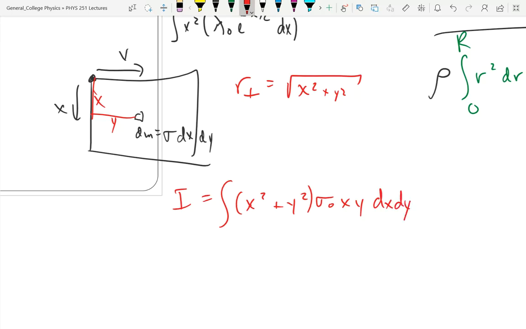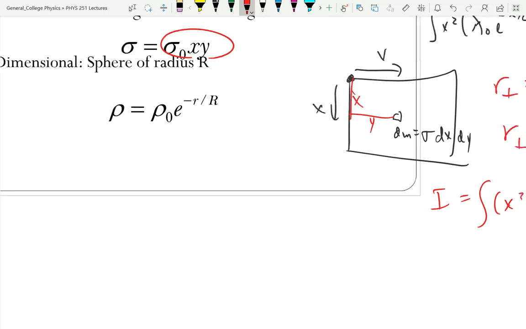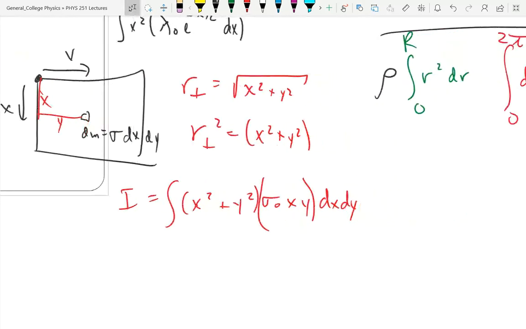Shouldn't that be in square root? It's the square of the square root, because it's r perpendicular squared. So that's sigma. What's in between that? That's times x times y. Okay. This right there.